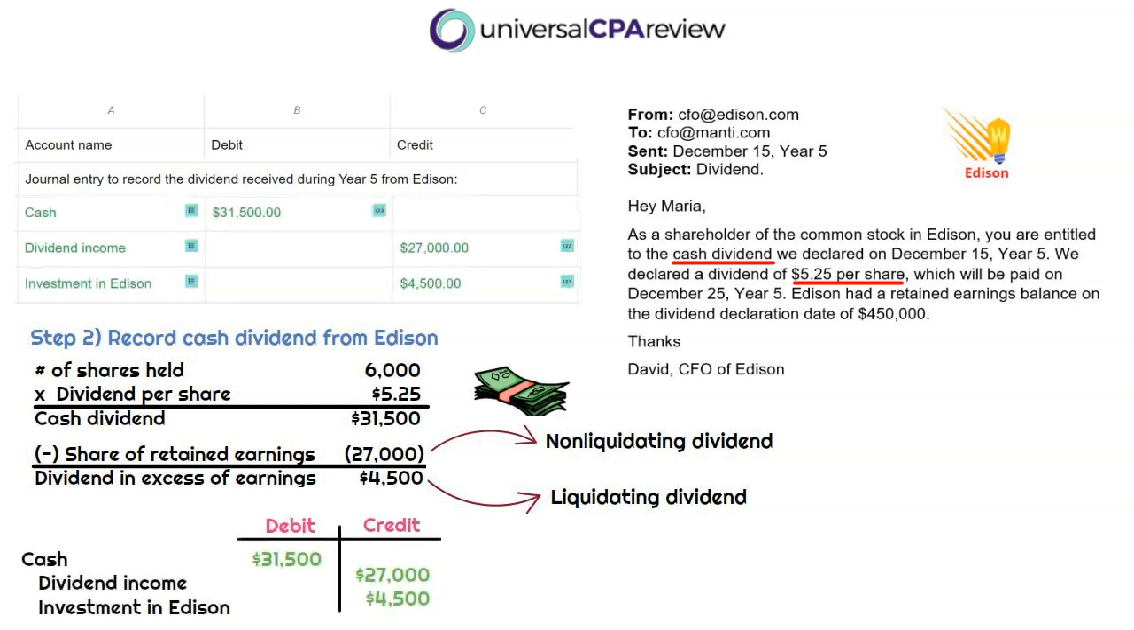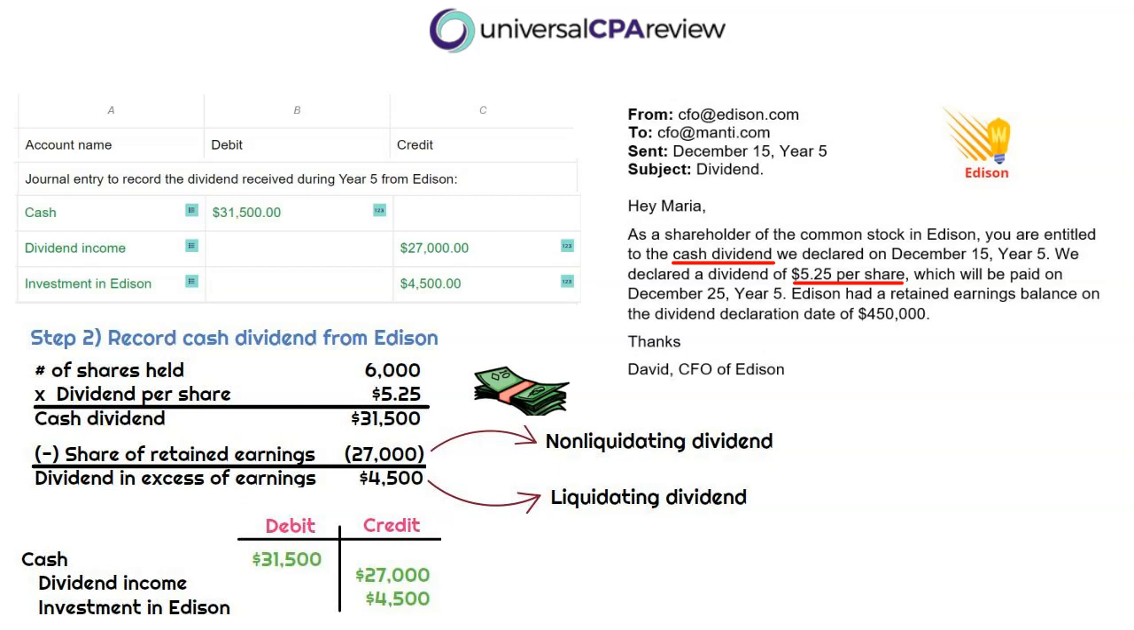So when we look at the journal entry, we would plug into the simulation and that Manti we would record into the financial statements. Well, we would debit cash because we received $31,500. Now the credit for dividend income is $27,000. That's going to increase net income in the income statement. And then that $4,500, which is the excess of retained earnings, that would be a credit to investment in Edison, and that will reduce the carrying value of this investment on the balance sheet.